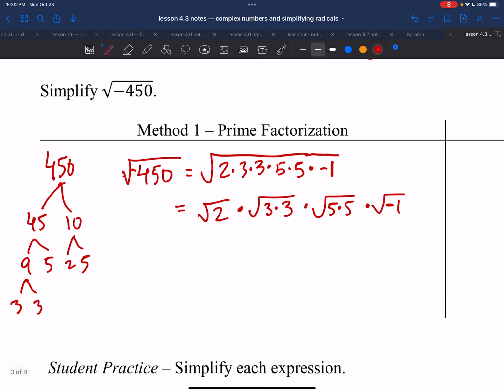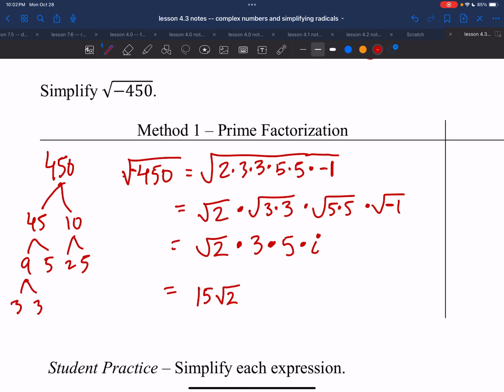Now see, square root of 2, I don't know what that is, so it's the square root of 2. But square root of 3 times 3 is 9, right? Is square root of 9, so that comes out to 3. Square root of 5 times 5, that's square root of 25, that's just 5. And square root of negative 1 is what we define to be i, right? So put all of this together. You have 3 times 5. 3 times 5 makes 15. And then you have times the square root of 2.